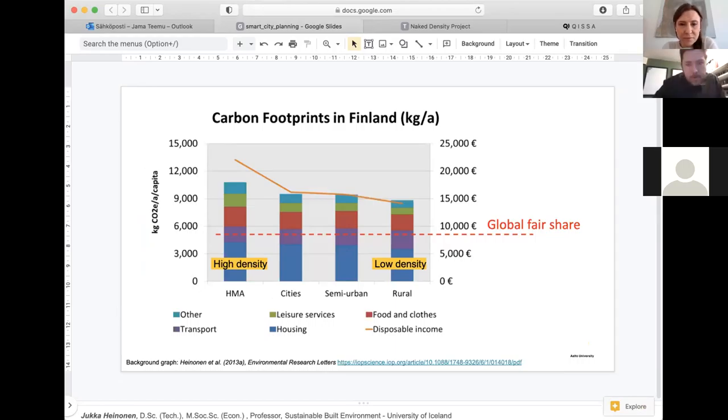In Finland, there was a researcher, Jukka Heinonen, who studied this topic a bit further a few years ago, when there was so much debate about the carbon footprint, and how land use development and land use planning create what kind of urban structure and what kind of carbon footprint. It turned out that in high density areas, this is the metropolitan area of Helsinki, there is a higher carbon footprint per capita than in the lower densities.